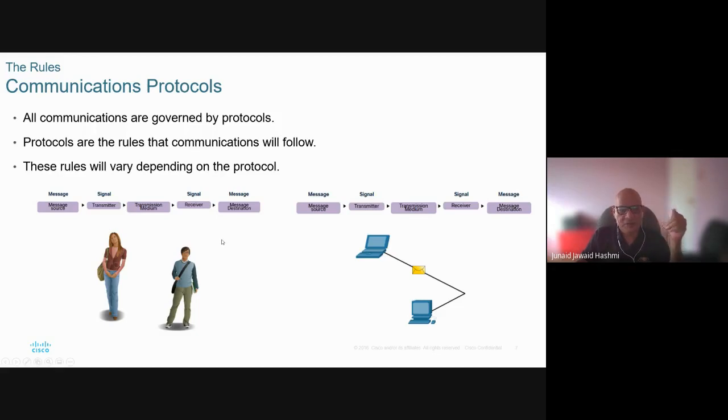So all communications are governed by protocols, the rules, and the rules are very similar in human communication or in the network. So you have a message, you have a signal, which is the transmitter, the medium, you have a receiver, the message receiver, and the destination. So here are two computers simply connected to each other.